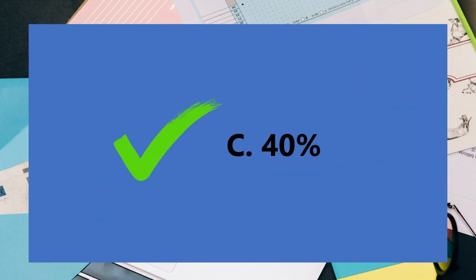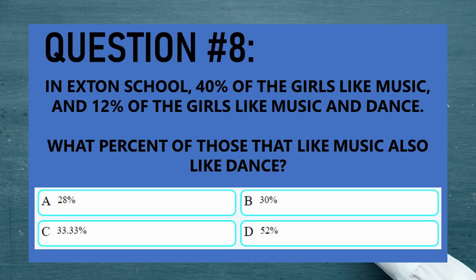And the correct answer is letter C, 40%. Question number 8. In Exton School, 40% of girls like music, and 12% of the girls like music and dance. What percent of those that like music also like dance?